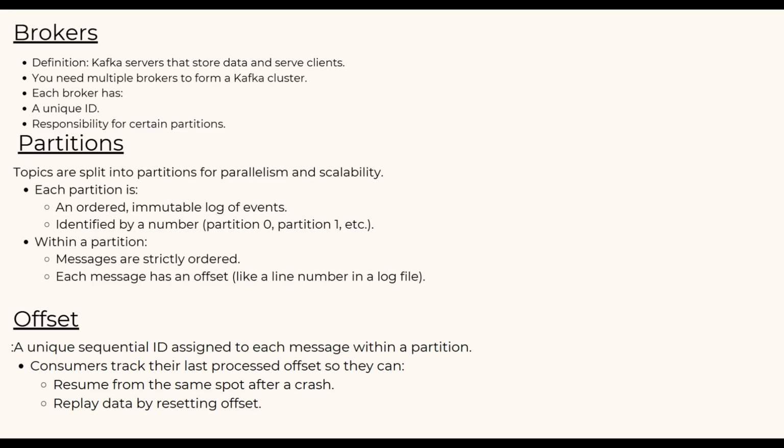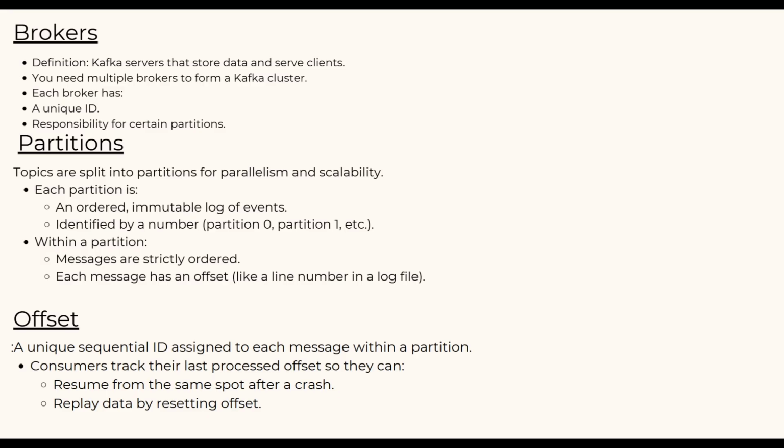You start from zero. Within a partition, messages are strictly ordered, and each message has an offset, like a line number. An offset is a unique sequential ID assigned to each message within a partition. Consumers track their last processed offset so that they can resume, maybe in case of a crash, or replay data by resetting the offset. These are just some of the things you'll be able to see when we access the Kafka UI. We are not using Confluent, but I got you sorted.